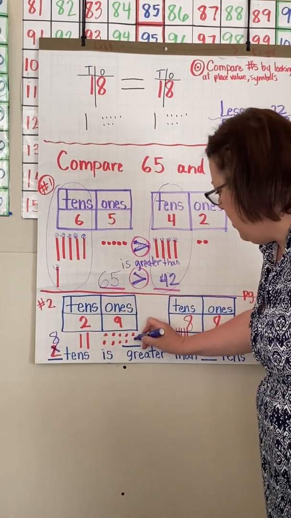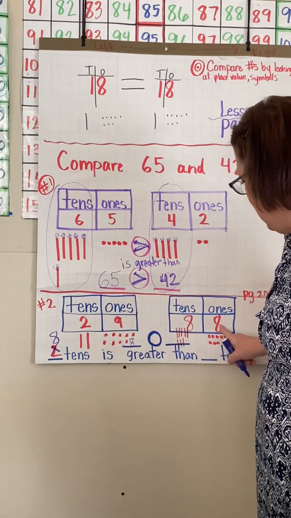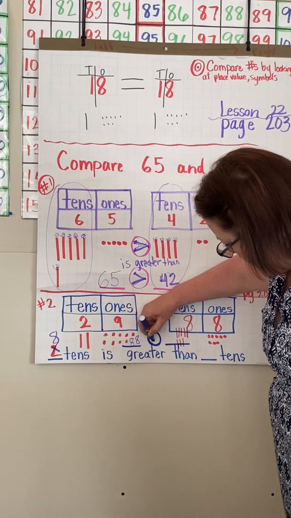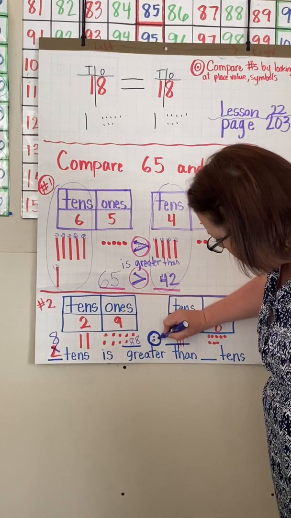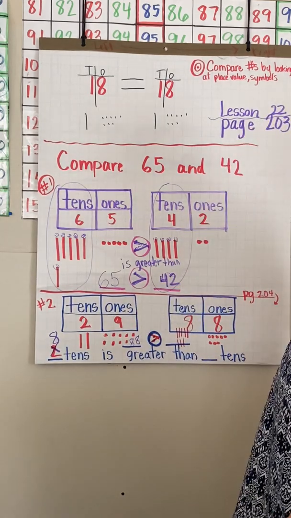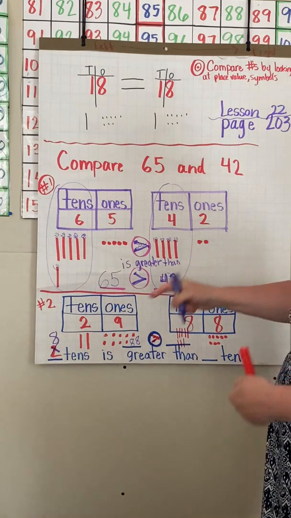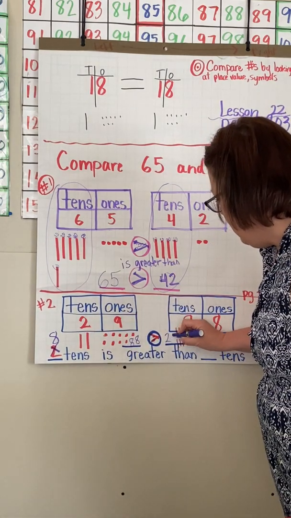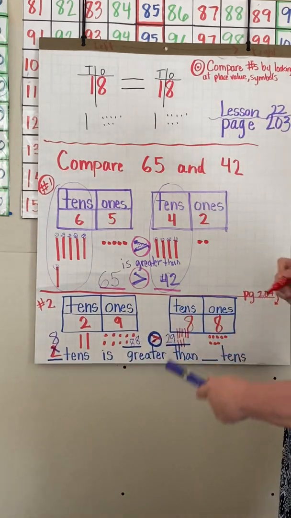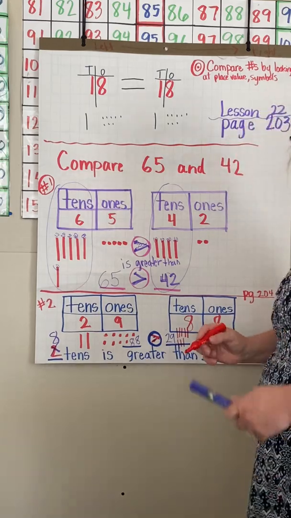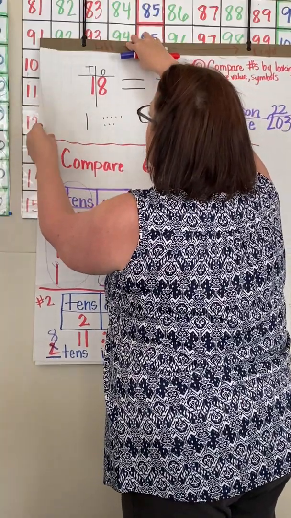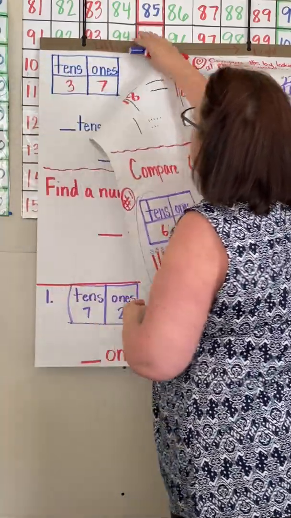So I'm going to put 8 tens and 8 ones. 88 is greater with 2 dots on that side and 1 dot over here is greater than 29. So 8 tens is greater than 2 tens. Okay? A couple more problems for this lesson today.